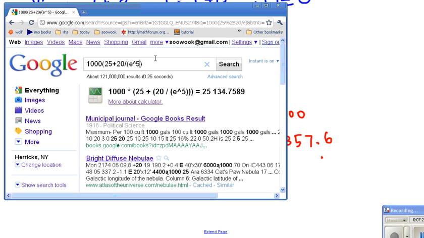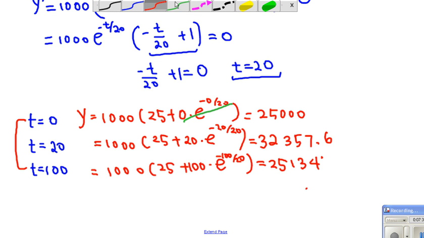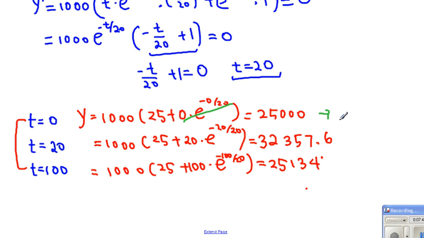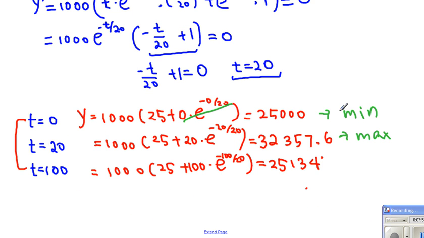So we end up getting 25, 134. So we realize here that this one becomes minimum, and this one becomes maximum. Now, the question is find the largest number, the smallest number of the bacteria. So therefore, this one was the largest number, and this one was the smallest number.